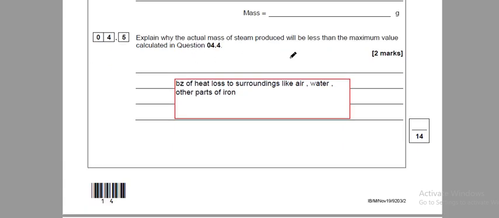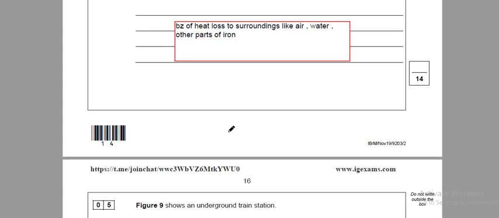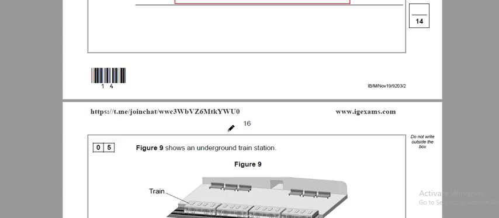Explain why the actual mass of steam produced will be less than the maximum value calculated just now: because of heat loss to the surroundings, like air and other parts of the iron, not all of the thermal energy calculated goes to the water.